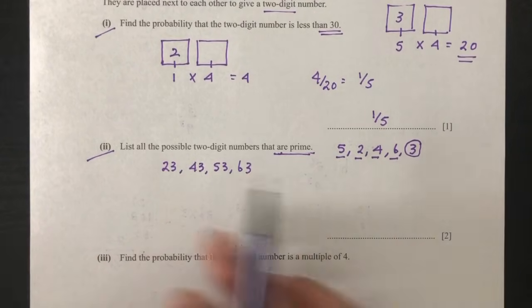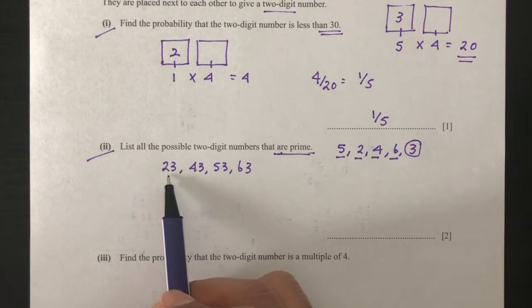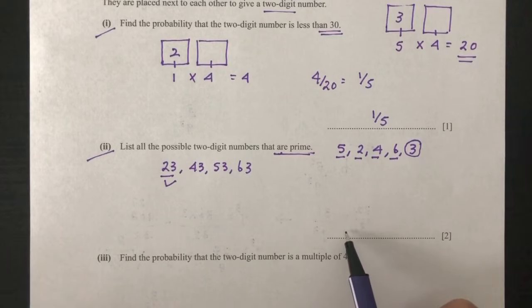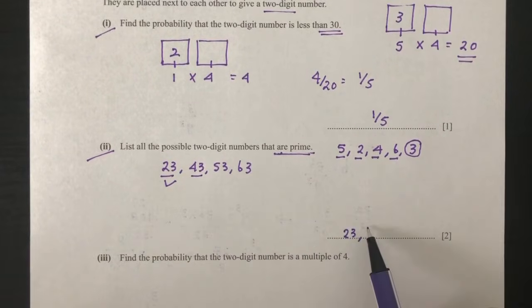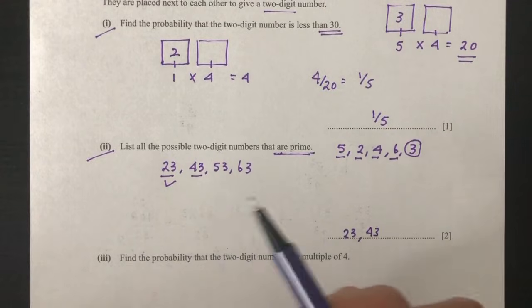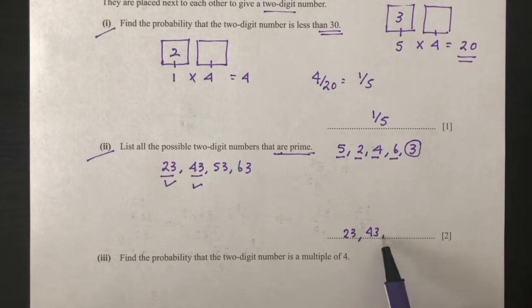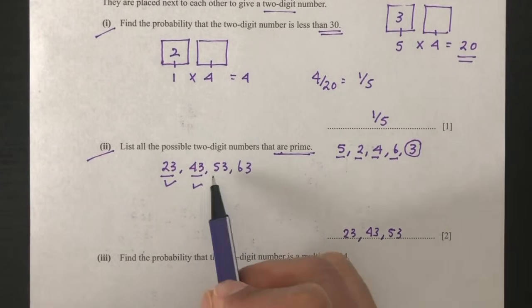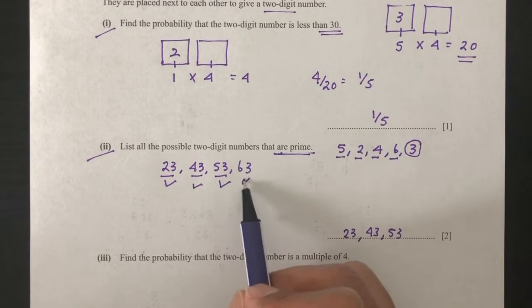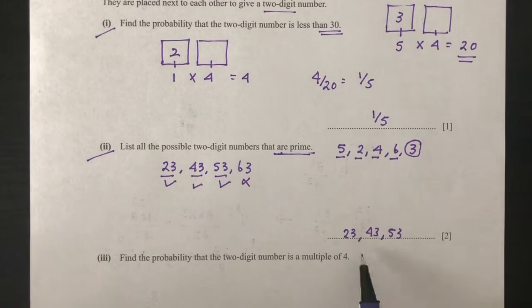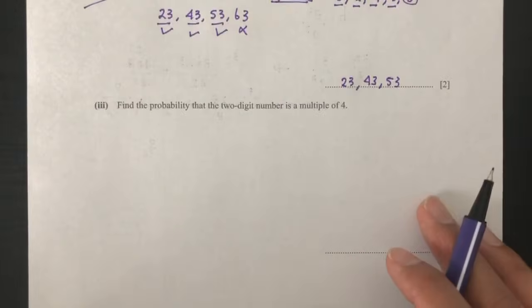So these are the possible options for it to be prime. Now let's find out which of them are prime. 23 is prime, so 23 will be one of the values. 43 is prime because it doesn't have any factors. And 53 as well is prime. However, 63 is divisible by 3, so it will not be prime. So only 3 numbers are prime from this list.